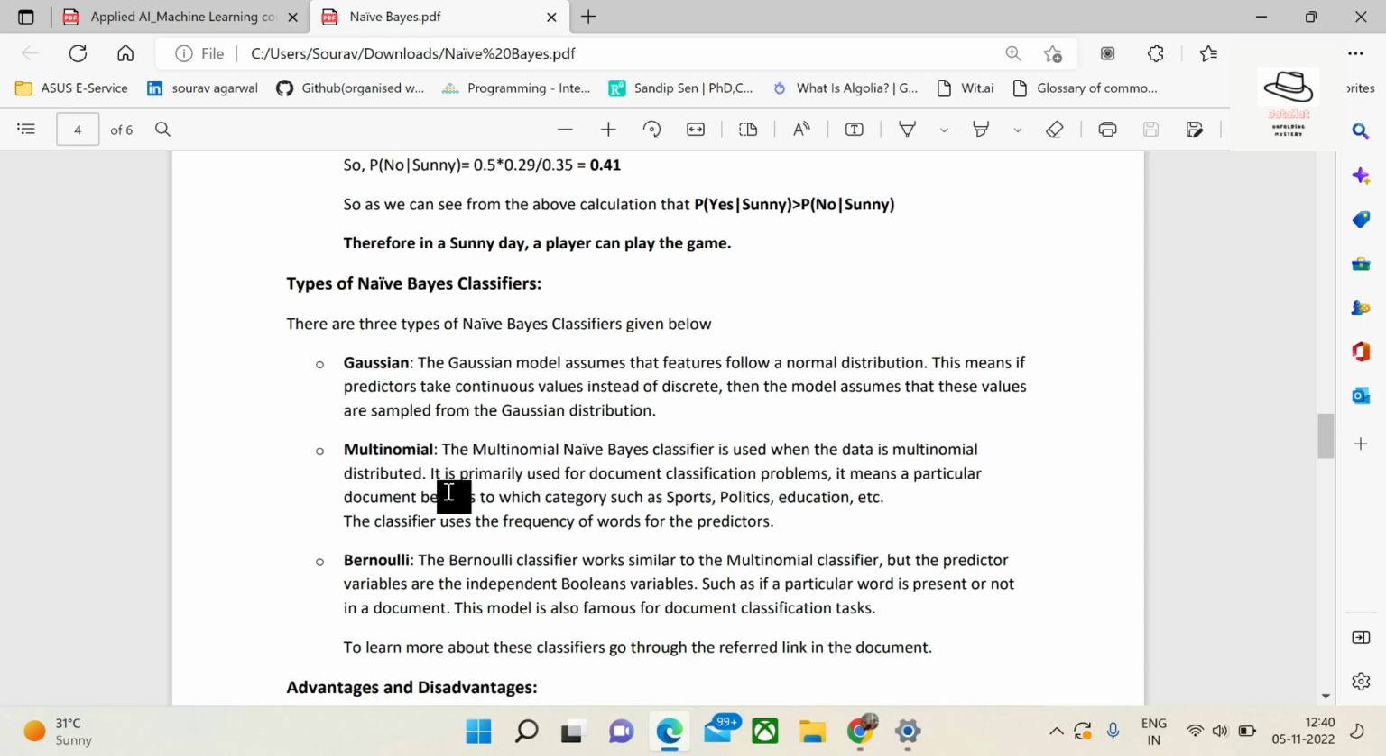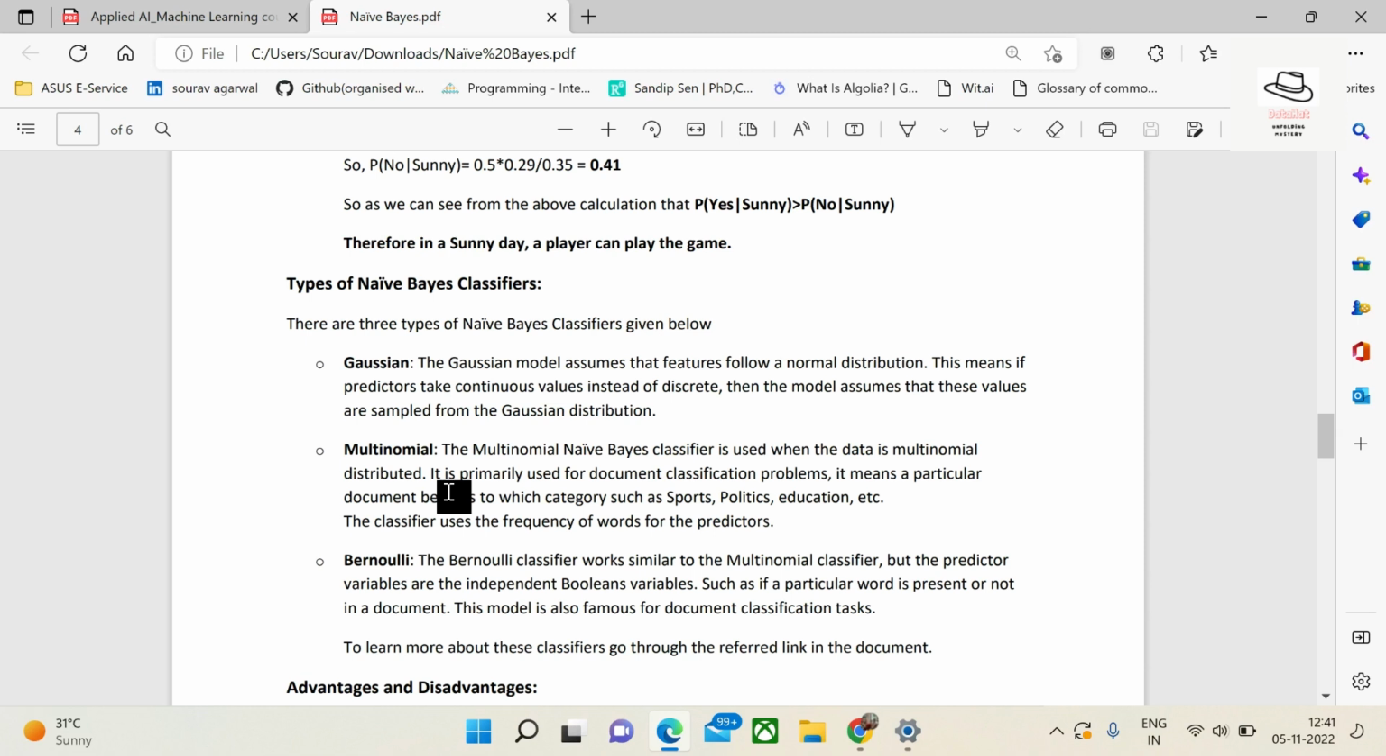So there are three primary types of naive Bayes classifier: Gaussian, multinomial, and Bernoulli. Okay. So if the input features are continuous values, or if we can say our input is a set of real valued features, then we will consider Gaussian naive Bayes.